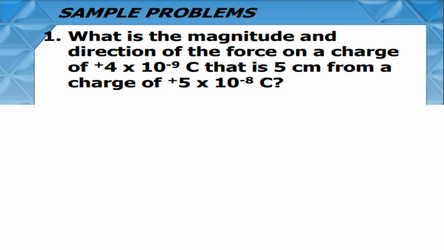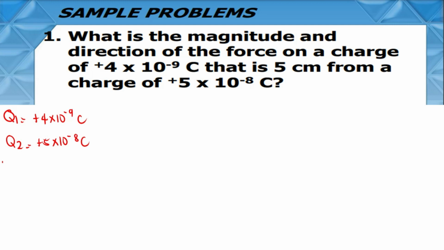Let's try to apply our formula to a sample problem. So before that, let's read first the problem. What is the magnitude and the direction of the force on a charge of 4 times 10 raised to negative 9 coulomb that is 5 centimeters away from the charge of positive 5 times 10 raised to negative 8 coulomb? Now, based dito sa given natin, kung i-identify natin siya, meron tayong Q1 and Q2. So, your Q1 for this problem will be positive 4 times 10 raised to negative 9 coulomb, while your Q2 will be positive 5 times 10 raised to negative 8 coulomb.